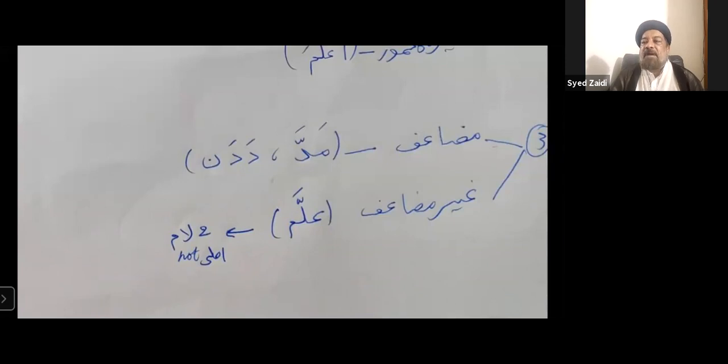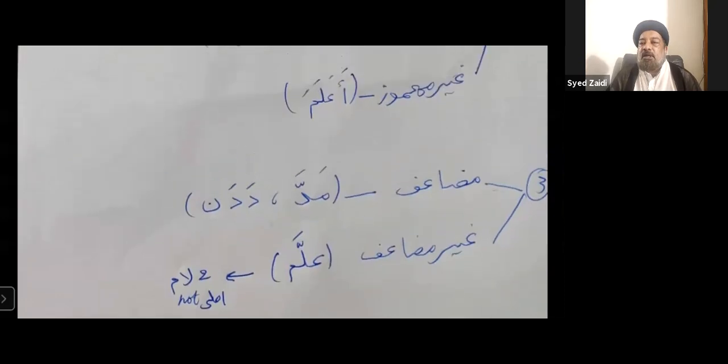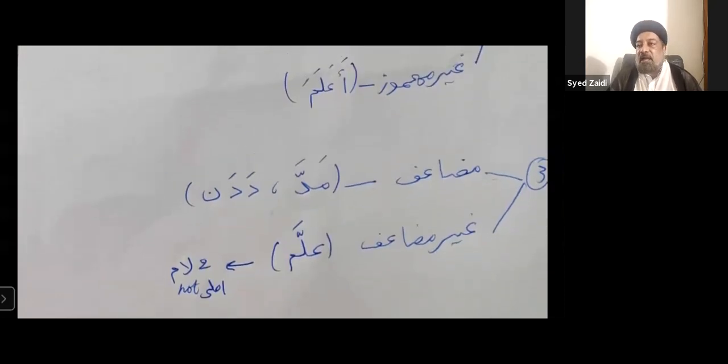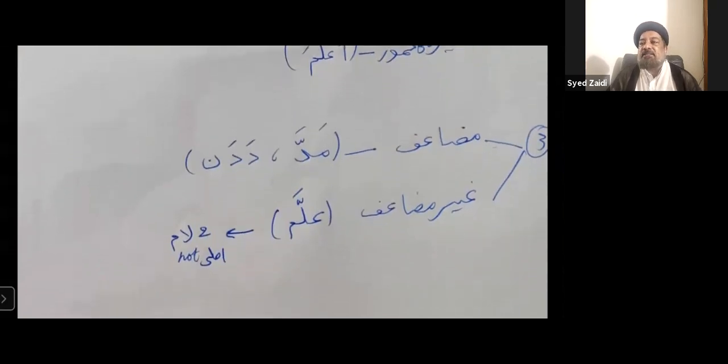Like the word مدى. عين الفعل in مدى and لام الفعل in مدى are both the same letters and also حروف أصلي. Therefore, it's called مضاعف. The other example that I've given is ددن. Now, فاء الفعل in ددن is دال. عين الفعل in ددن is دال. Both of these dals are same letters, are also حروف أصلي. Dal and dal, two same letters. If the two same letters are حروف أصلي, then it is مضاعف.